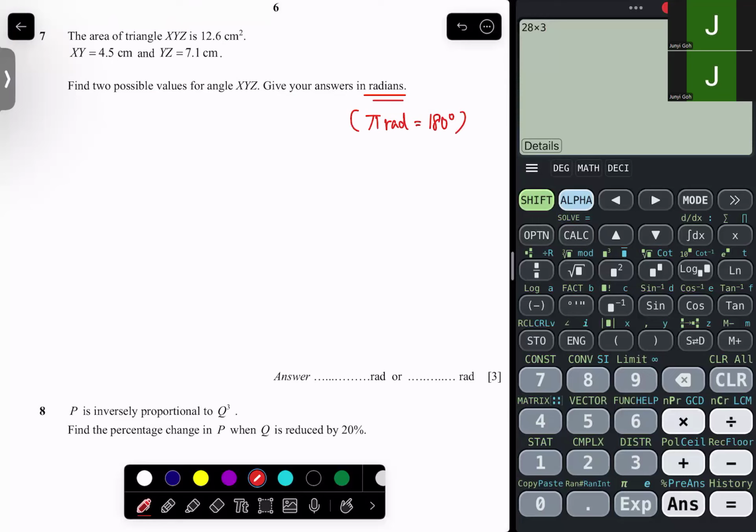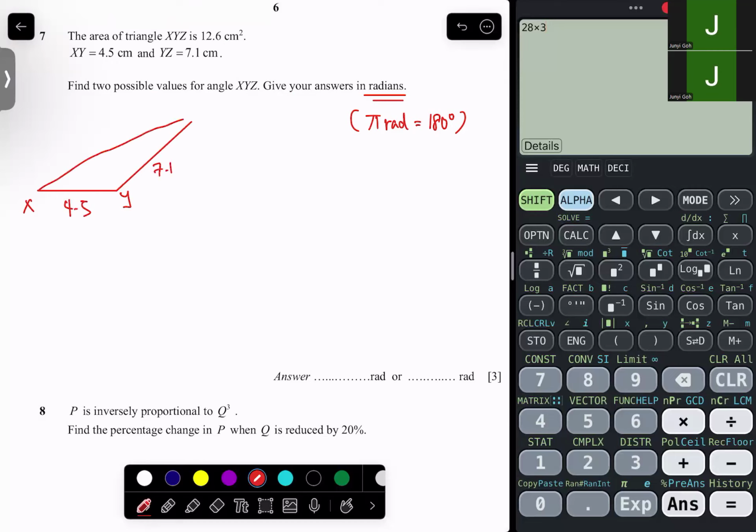Now, area of triangle XYZ, with sides XY and YZ. So that means the triangle can look like this, right? XY is 4.5, YZ is 7.1, slightly longer, 7.1.